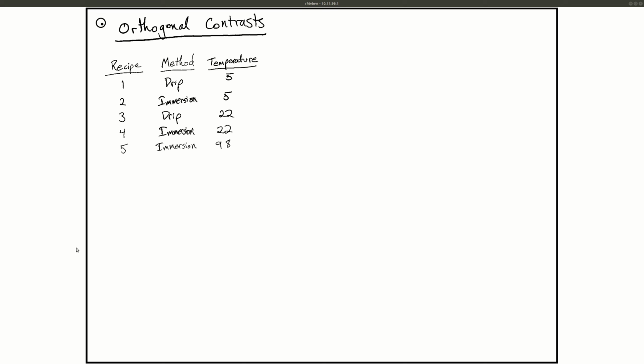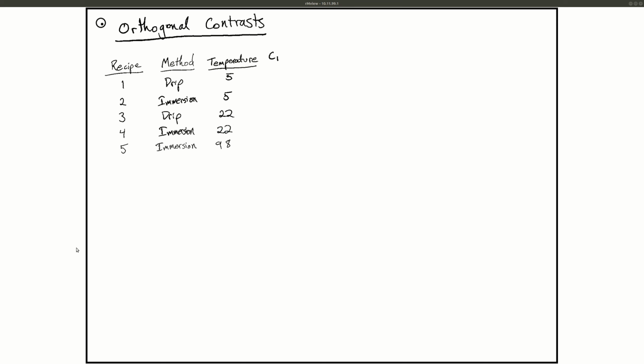After we found that there were clear differences in the means of the total dissolved solids of these five different recipes from the overall test, we decided to follow it up with a contrast, which was to compare: is there a difference in the average of the mean total dissolved solids of those recipes that were brewed with a temperature of 5 and the average of the total dissolved solids when the coffees were brewed with a temperature of 22?